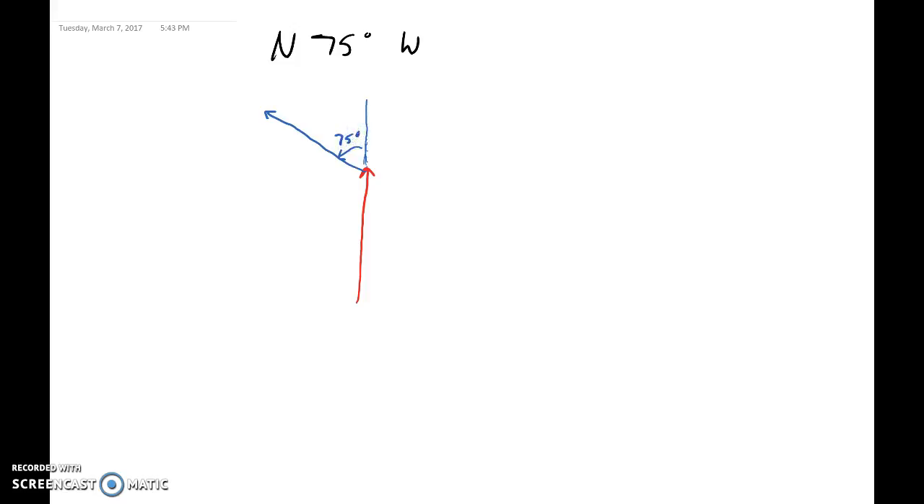If I say that we're going south 30 degrees east, that means as if we were traveling south, all of a sudden we turned and went 30 degrees towards the east direction. So that will be 30 degrees there. The next question that we do is just going to have one of these in it, so I figured I'd talk about it for a second.